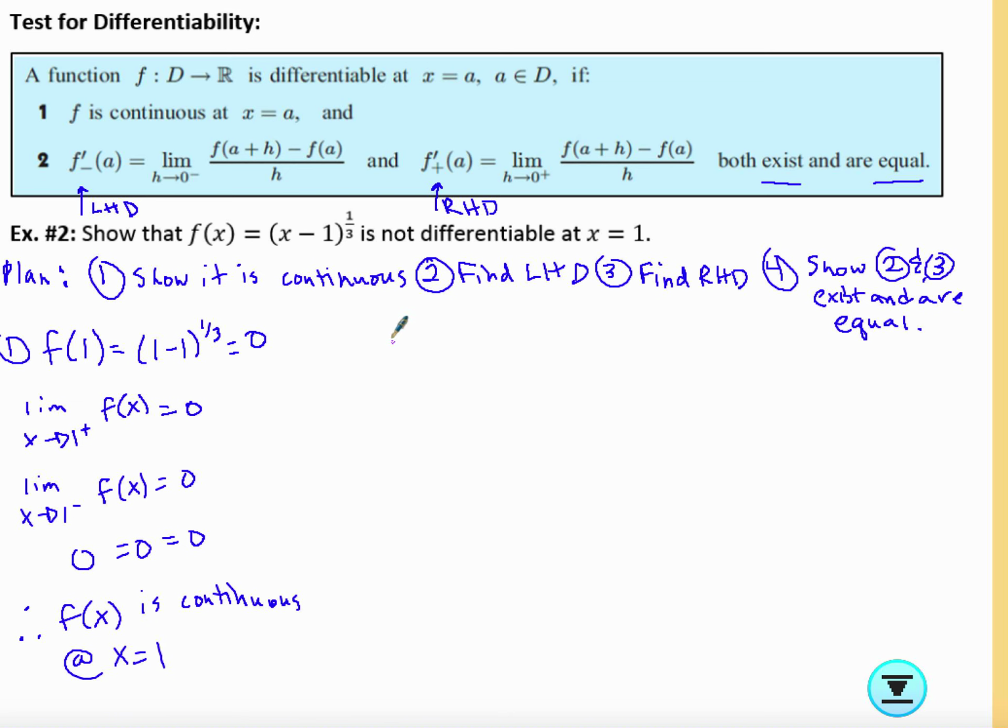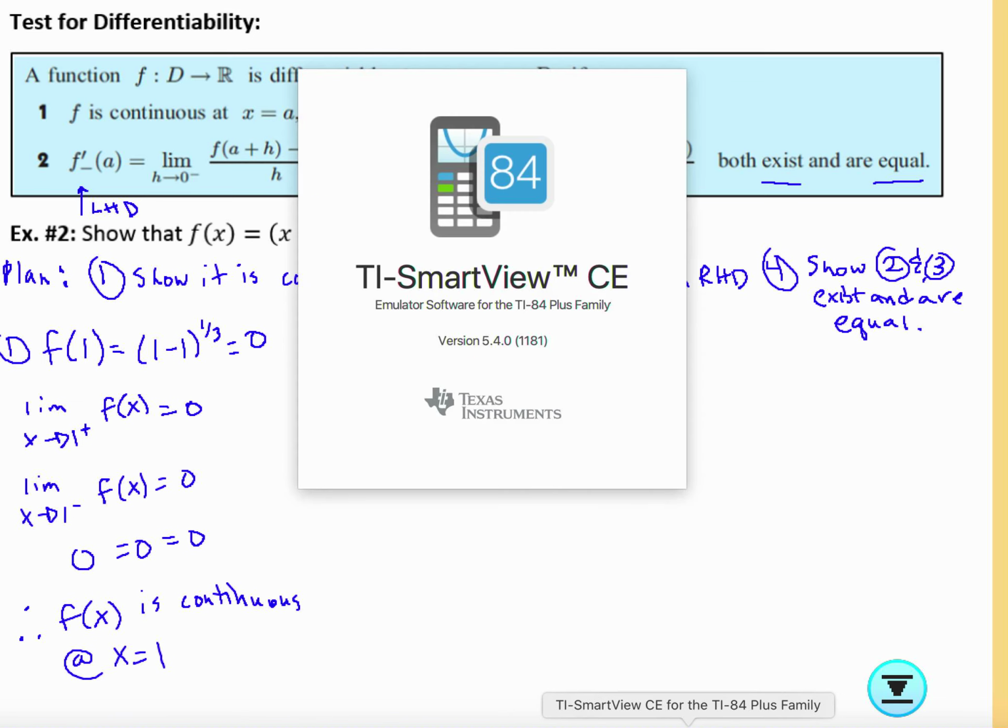All right, so now let's do step number 2. Let's find the left-hand derivative. Well, we already know. If we graph this thing, let's go ahead and show it. Oh, come on, my calculator. Oh, there we are.